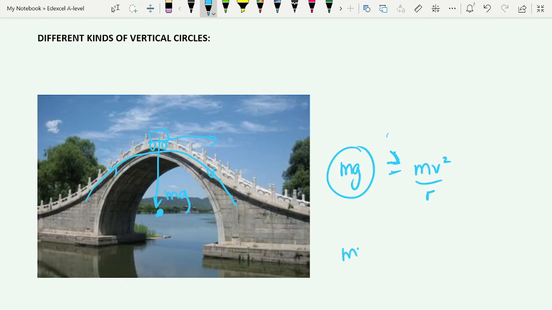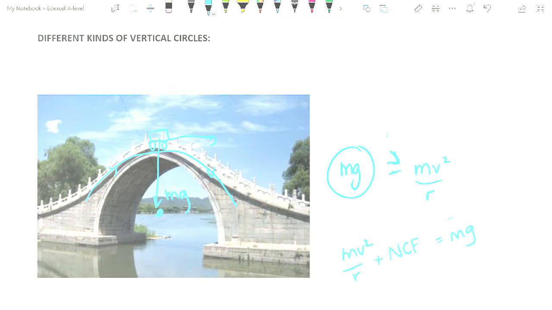So you've got mv squared over r plus our normal contact force would be equal to mg, because remember, mg is the force. The resultant of that with the normal contact force is going to be providing the centripetal force.